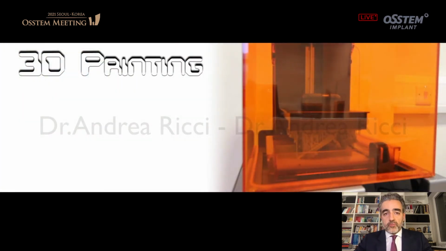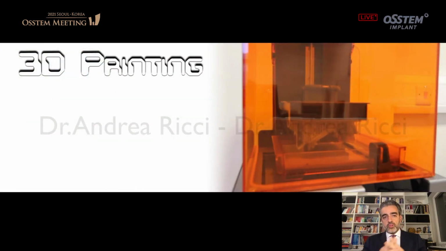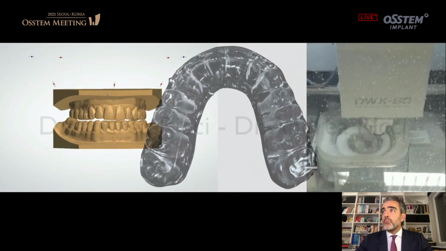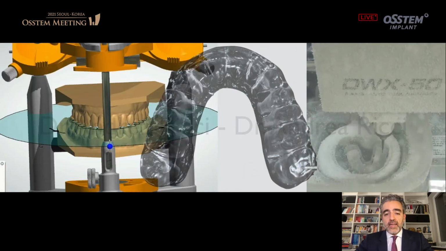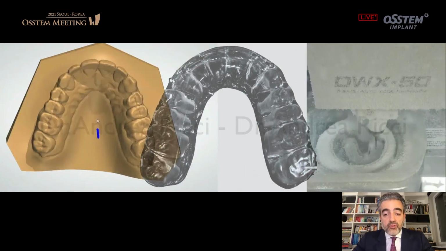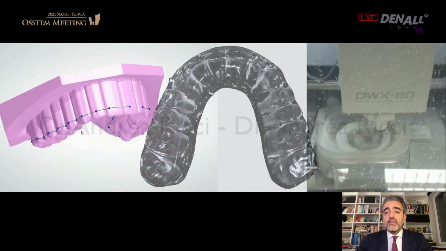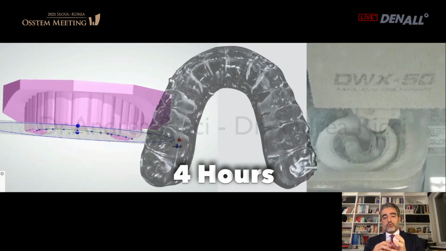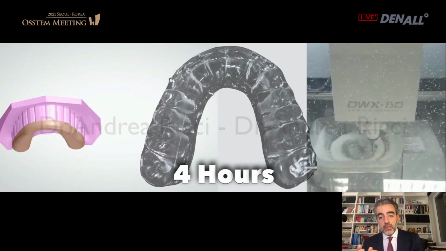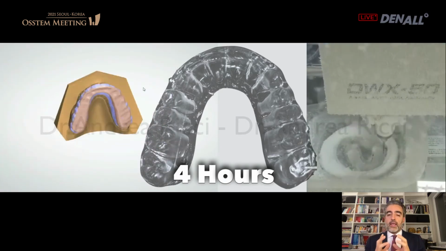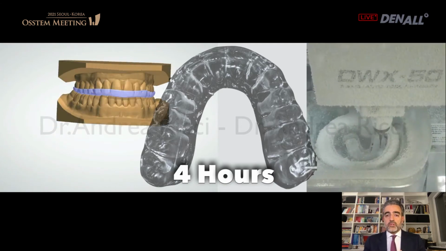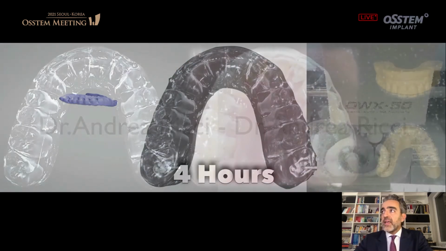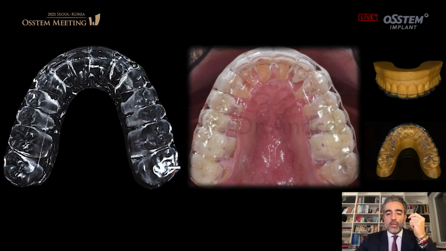The 3D printing, for example. I have 2 3D printers in the lab that allow me to deliver and design the splint, for example, night guards, and I can deliver this type of restoration in 4 hours. Either I use the milling machine to mill the night guard, or I print the night guard with the 3D printer. Either way, I can deliver a very high quality product, very fast, that is very convenient for patient acceptance.